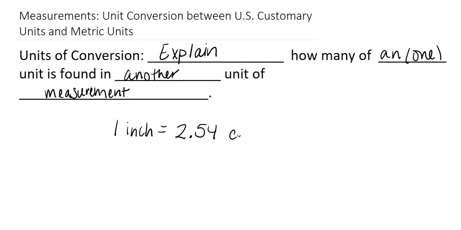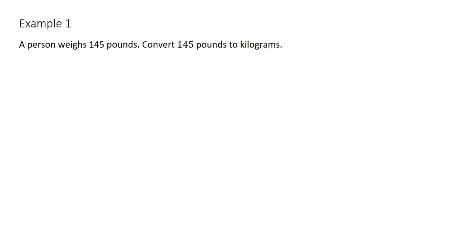2.54 centimeters. So our inch is our U.S. customary unit, and our metric unit is centimeters. This is a common relationship that we explain. So when we say we have an inch, it can also be said we have 2.54 centimeters. So let's look at some examples.